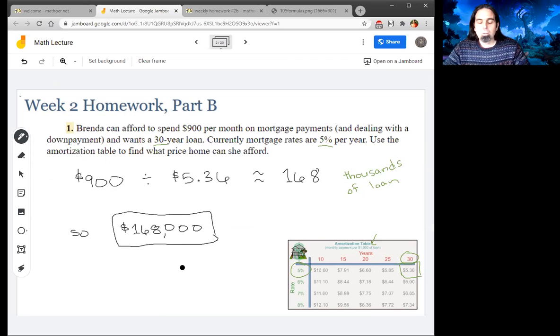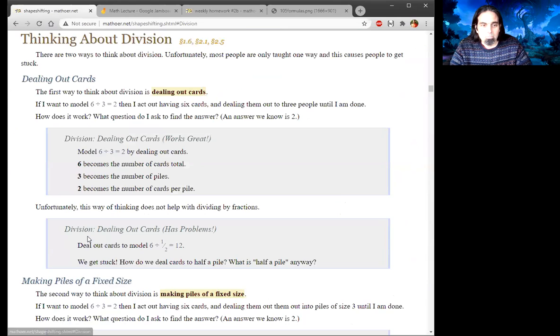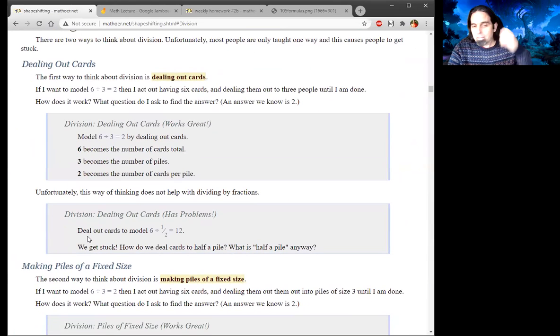Okay, if this wasn't obvious, it's because your old math teachers only taught you one way about division. So I'm going to do a little tangent now and talk about division. If I have a bunch of cards, then I can deal out cards to model division. And this is the way most people are taught. It's what most elementary school teachers are familiar with, right?